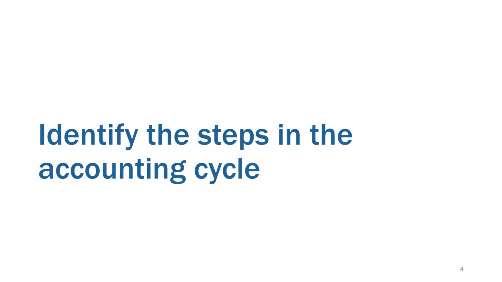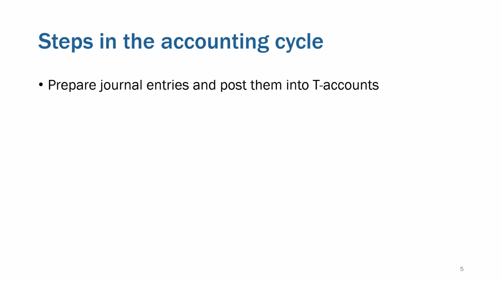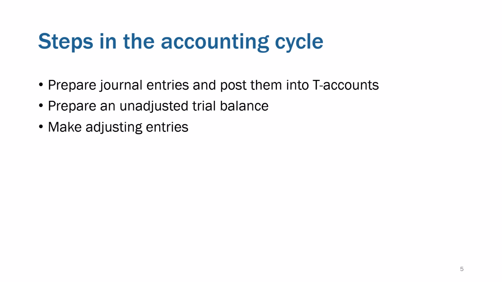So identify the steps in the accounting cycle. Well, we're going to prepare journal entries and post them to the T accounts. That's what we focused on in lessons 2 and 3. And then we're going to kind of pick it up here in lesson 4, where we're going to prepare an unadjusted trial balance, then make the adjusting entries. Again, that to me is one of the toughest parts of all financial accounting.